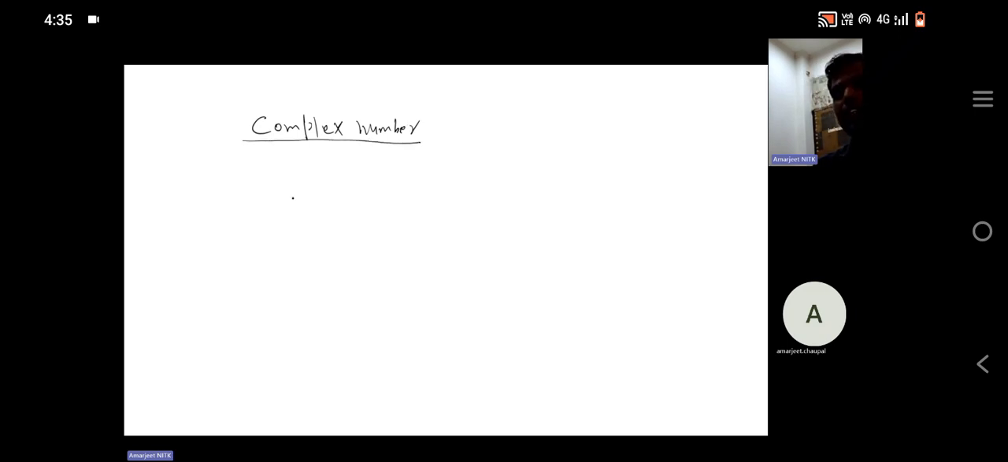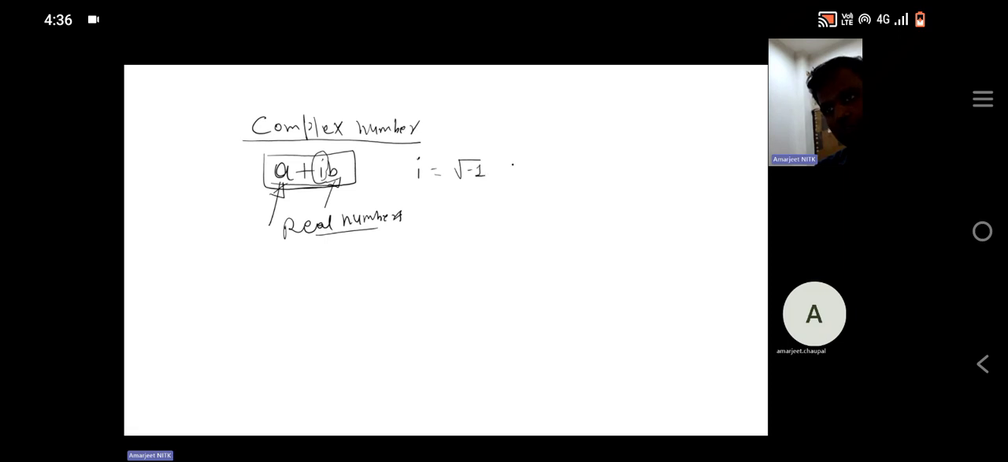If I talk about complex number, then a complex number is of the form a plus iota b. Any number of this form is known as complex number, where a and b both are real numbers. These two numbers are real numbers, and iota, the value of iota, is root over minus 1. That means iota square equal to minus 1. So any number of this form is known as complex number.